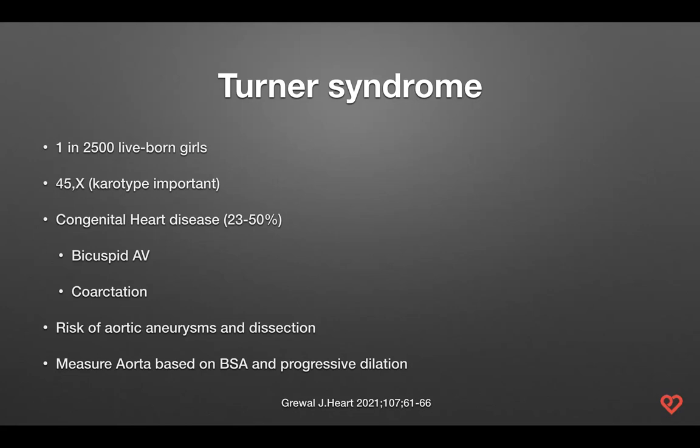The risk of aneurysms and dissections is there. I have noted that it is mostly in patients who have bicuspid aortic valves or coarctation. It is important to measure the aorta based on body surface area and to measure the rate of progressive dilatation. The article that I'm referencing at the bottom of this slide is important because they looked at all Turner pregnancies, and they're starting to determine that the risk of dissection is actually low in patients with Turner's.